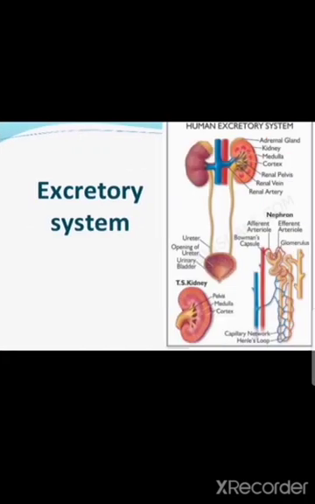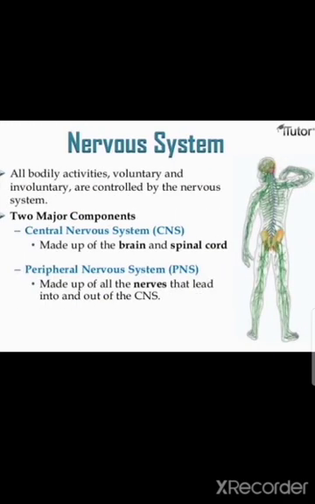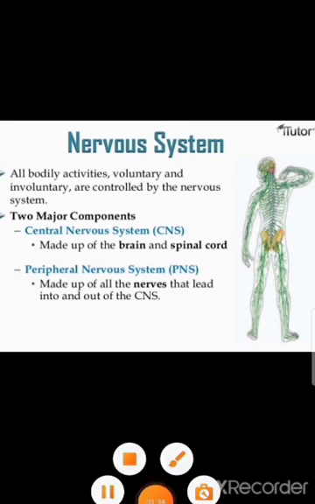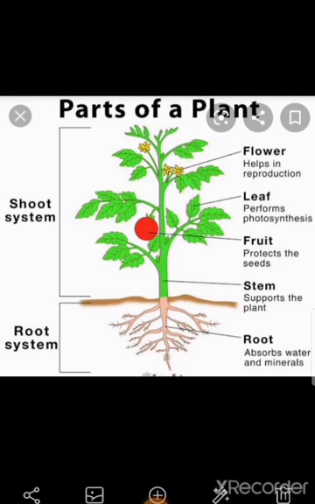Then there is the excretory system. The excretory system removes the waste chemicals from the body. The nervous system. The nervous system controls many of the body activities. Now we will discuss the plant organs. The main plant organs are the flower, which contains the plant's reproductive organs, the stem, the leaves, and the roots.